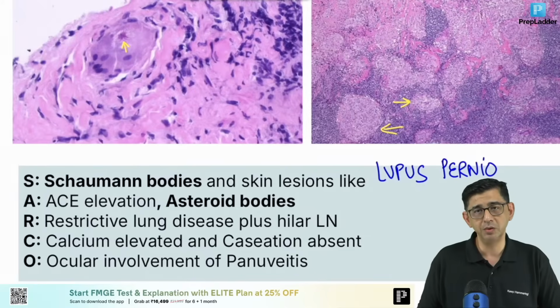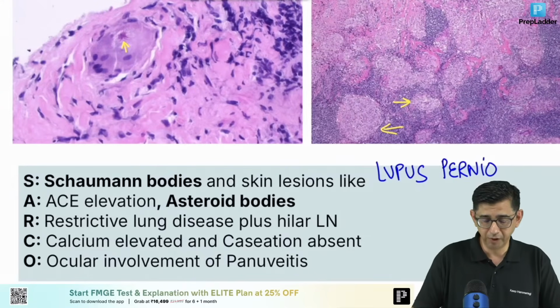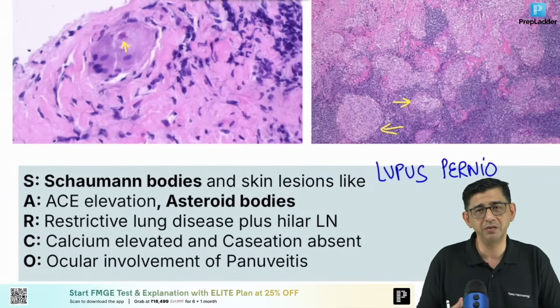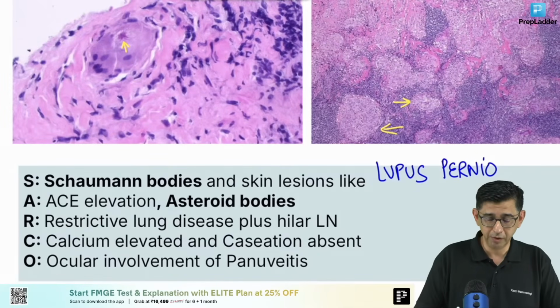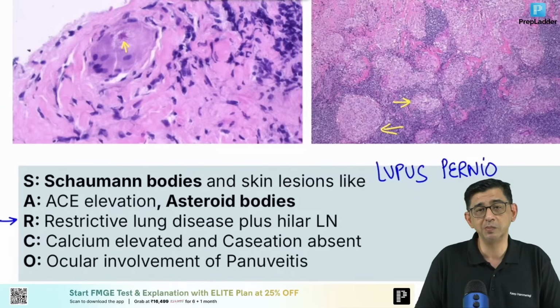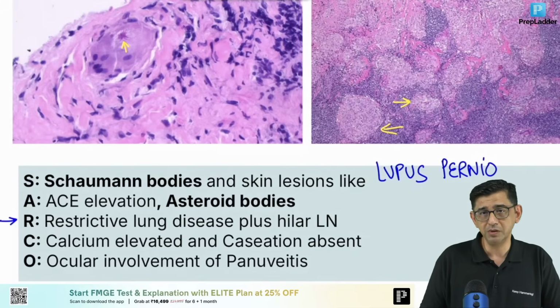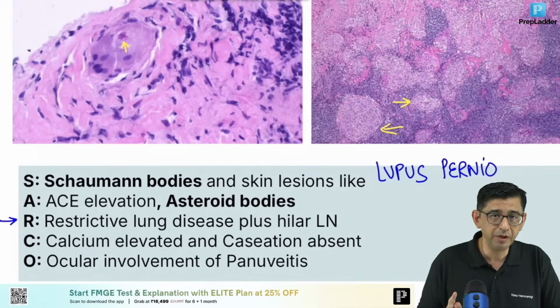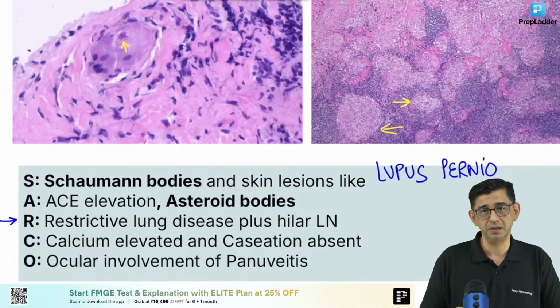So for sarcoidosis, I want you to remember that the minimum for S is asteroid bodies and ACE level elevation, because the lungs are getting involved. Then R would be restrictive lung disease that can be seen in these patients and will cause pulmonary fibrosis. There can be hilar lymphadenopathy also. You see, hilar lymphadenopathy causes obstructive lung disease.